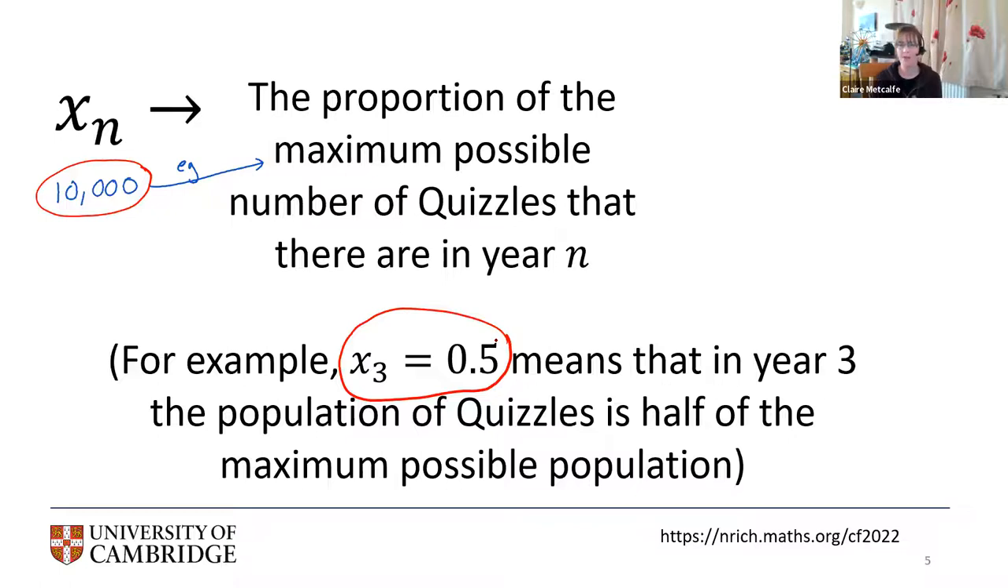But I'm just checking that people understand what the notation means. Okay, fantastic. Should we ask one more question, Charlie, on this one to make sure we really understand it? Let's say that X10 is 0.7. What would that mean?